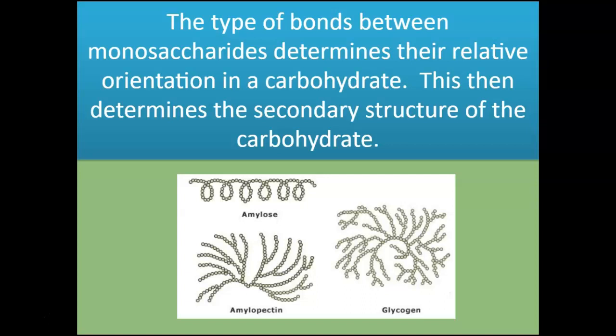The types of bonds between monosaccharides determine the relative orientation in a carbohydrate. So you can see some very different overall structures. And we can divide this into primary and secondary structures of a carbohydrate. These all have to do with the types of bonds between the monosaccharides. And this can have consequences. Consider what is digestible by humans and what is not.